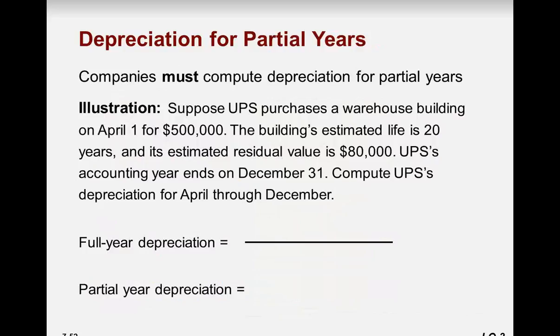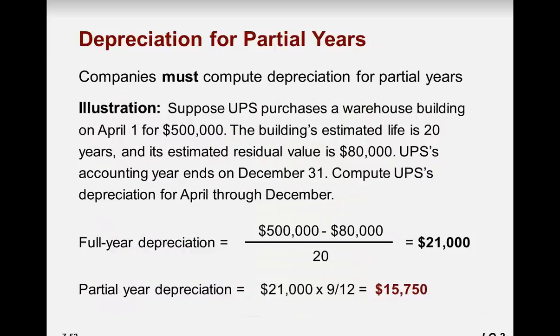Another thing to think about are partial years. Unfortunately, every company doesn't buy their asset on January 1st of each year, and if they get ready to sell it, they don't necessarily sell it on December 31st. So if we have a part year asset, we need to pay attention to that. If we had full year depreciation for this 20 years of $21,000, for partial depreciation, we would need to take it times the number of months, or 9 months out of 12, to get the depreciation for the year.